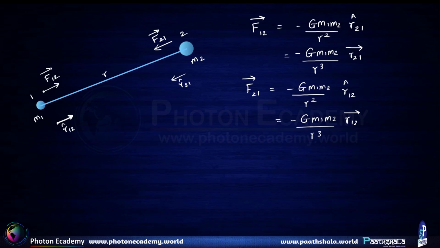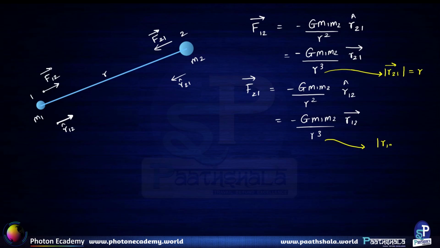So this r is nothing but magnitude of r21 vector, which happens to be r. Similarly, here magnitude of r12 vector happens to be equal to r. So this is mathematically represented.